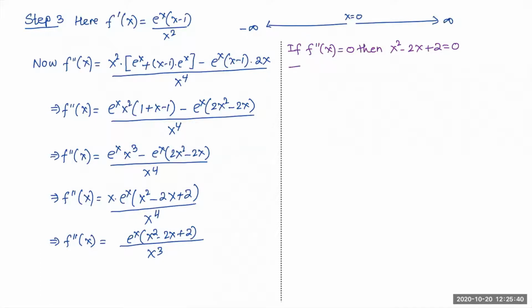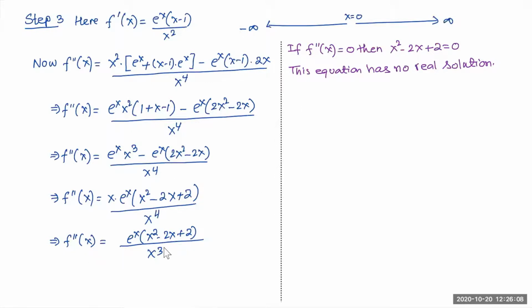This equation has no real solution. So we don't get any number which is an inflection number, and that goes into the domain from negative infinity to infinity when we take the first case, that is, when the second derivative is 0.